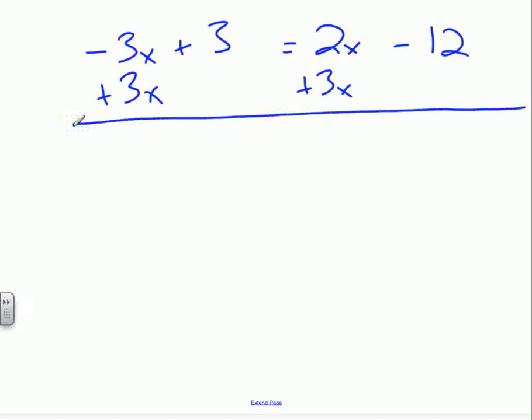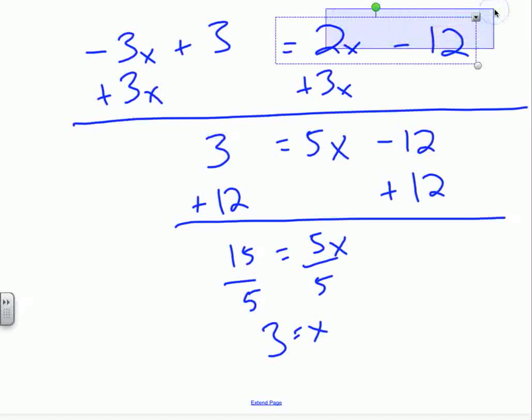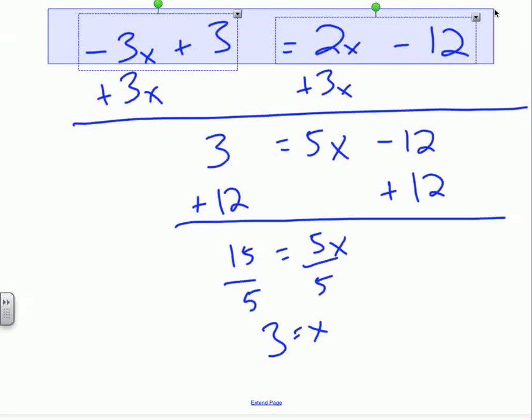Draw my line. Left with 3 over here, 5x minus 12. Two-step equation. Add 12 to both sides. That's 15 equals 5x. Divide 5 by both sides. And I get an answer of x equals 3. But let's say that you did it the other way and you actually subtracted the 2 first.